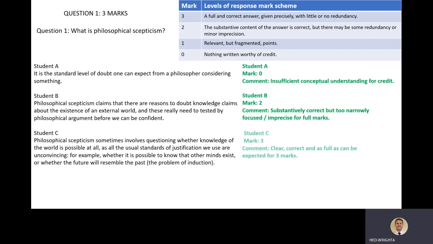C is going to be full marks. There's at least three sentences there, three ideas there, and it's correct, it's full. Skepticism sometimes involves questioning whether knowledge of the world is possible at all. Mark. Usual standards of justification we use, unconvincing. Mark. As for example, is it possible to know other minds exist, or whether the future resembles the past. They've given examples there. So it is 3 marks.